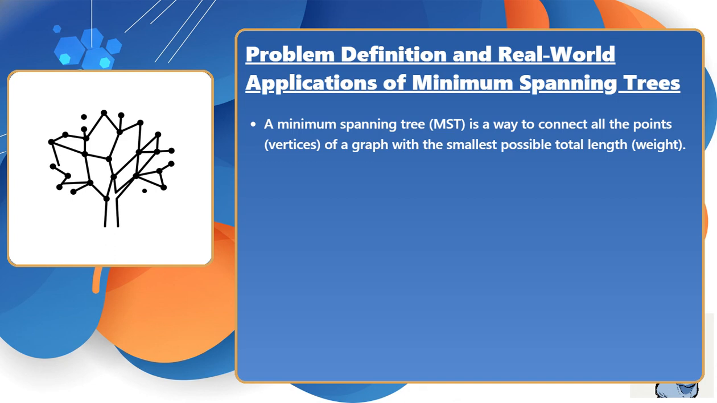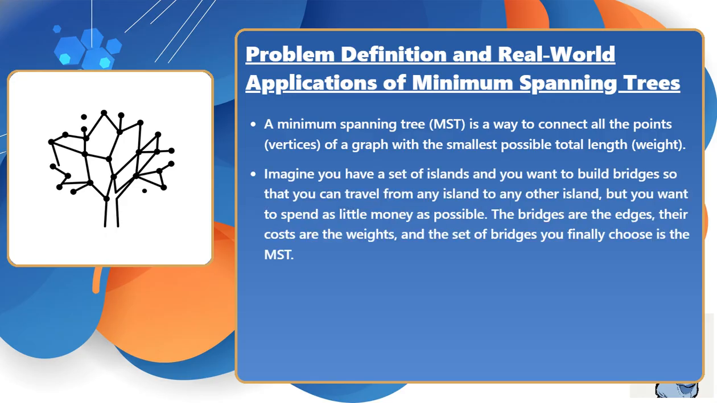A minimum spanning tree, MST, is a way to connect all the points (vertices) of a graph with the smallest possible total length (weight). Imagine you have a set of islands and you want to build bridges so that you can travel from any island to any other island, but you want to spend as little money as possible. The bridges are the edges, their costs are the weights, and the set of bridges you finally choose is the MST.